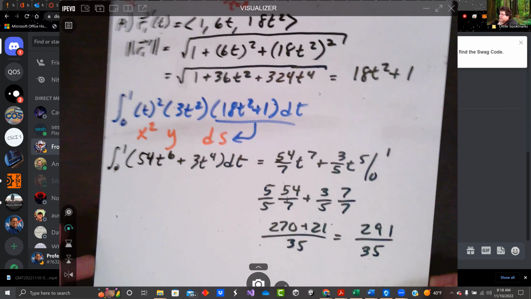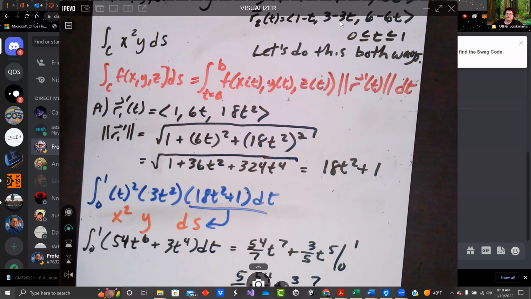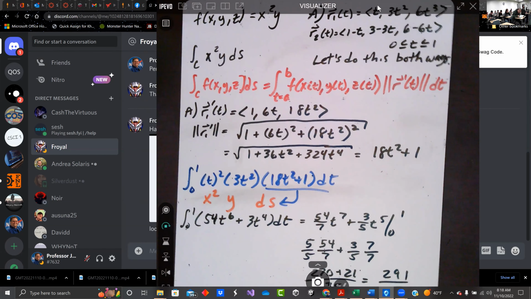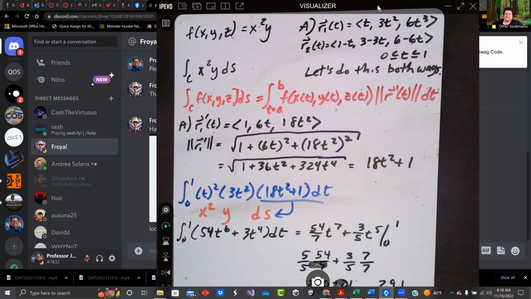All right, so we're going to do the same problem, but we're going to use R2. Okay, so I'm copying that information over to another sheet real quick. Can you move the whiteboard so we can see the bottom still? I guess I can shrink it down. I'm trying to do the next part. So that says 291 over 35. That's the part you're missing.